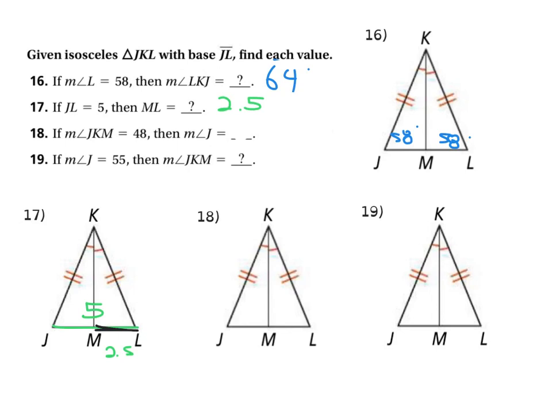let's do this one in red, number 18. If JKM there is 48, then the measure of angle J is, well, we know that since, as I said in the last one, since this angle was bisected, we've got 90-degree angles here at the base. So I'm going to actually write that in. I'm going to say this is 90, and we know that JKM right here is 48.